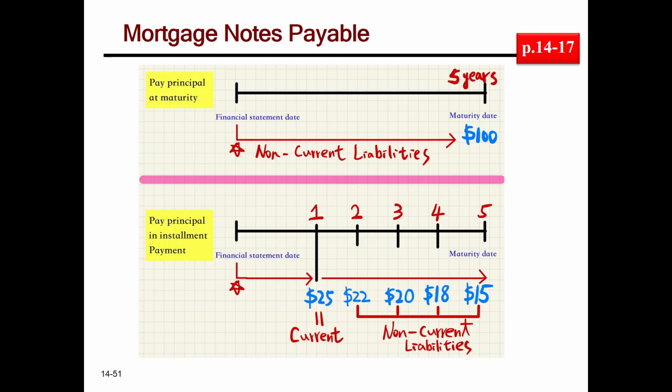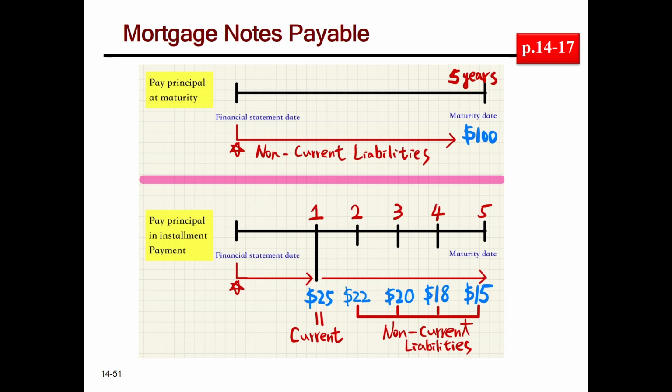If you pay the principal at maturity date, so means what? You pay back the principal after 5 years, after 10 years, and so on. So the principal should be your non-current liability. So when we look at the financial statements, we will find our liability in non-current liability, okay? Because we are going to pay back the principal in more than 1 year.